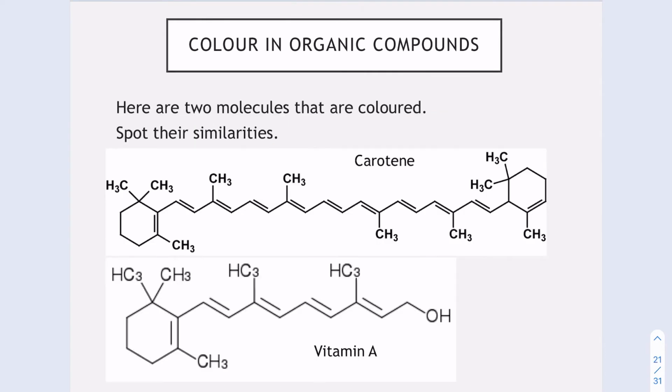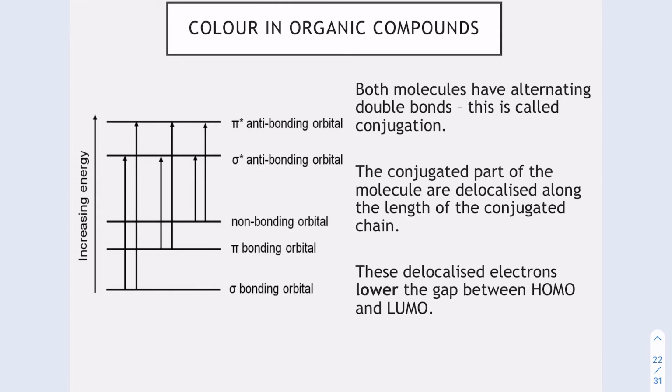Here we have two molecules, they both are coloured, and you have to spot the difference. Feel free to pause the video and have a look and see what you can see. But I'm going to highlight the most important things here in the molecule, and I want you to see if you can tell me what this is. Do you recognise it? Could you tell me what it is? Molecules have something called alternating double bonds. That is called conjugation. Now this conjugation is delocalised along the length of the chain.